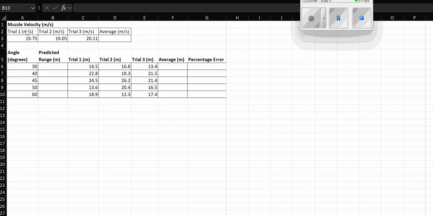I have my muzzle velocity, I've got 3 of them, and I've also got all of my trials of my launch for my darts for my different angles. So this is what was on the sheet. I'm going to have to fill this out.